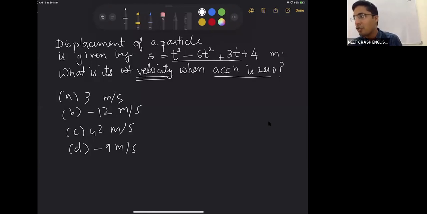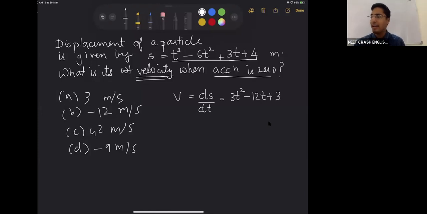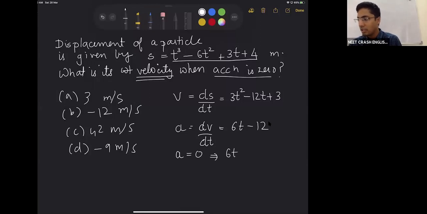If S is t cube minus 6t square plus 3t plus 4, we know that V, which is ds upon dt, is nothing but 3t square minus 12t plus 3. That's V. Now A is dv upon dt, the derivative of the velocity, which is 6t minus 12. So now we know the expression for displacement, velocity, and acceleration. Now A is 0 implies 6t is 12.